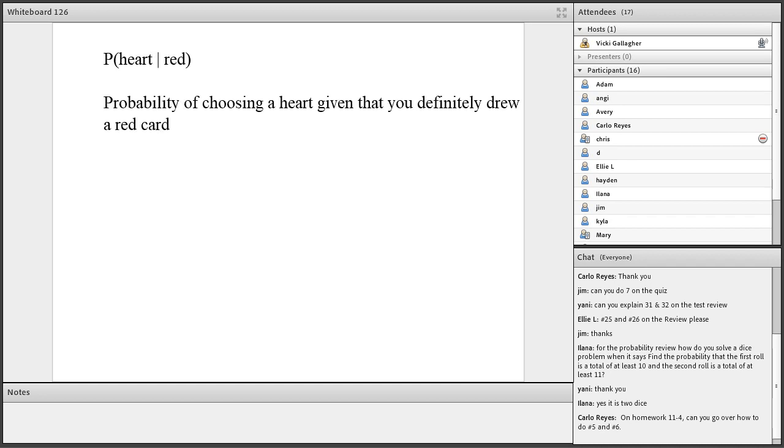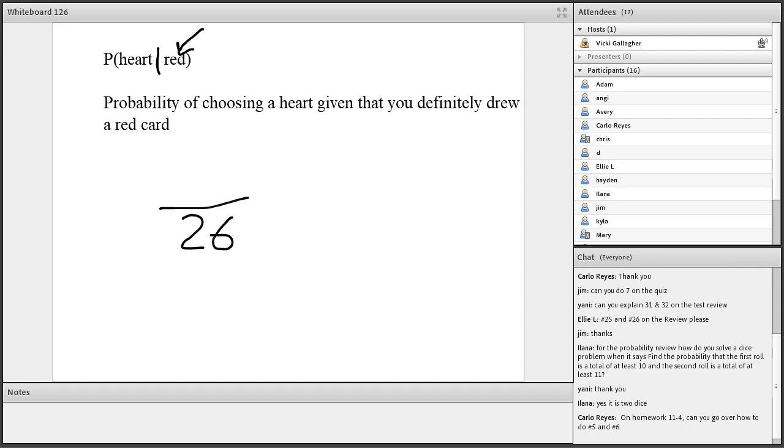And what that does is it changes what you are choosing out of. So I'm now no longer choosing out of the entire deck of cards. I'm now very specifically saying I definitely have a red card. So my total is not going to be the total amount of cards in the deck, because I definitely know I have a red card. My total is now 26 because there are 26 red cards in the deck. So whatever word comes after the bar, that's what you're going to put for your total on the bottom.